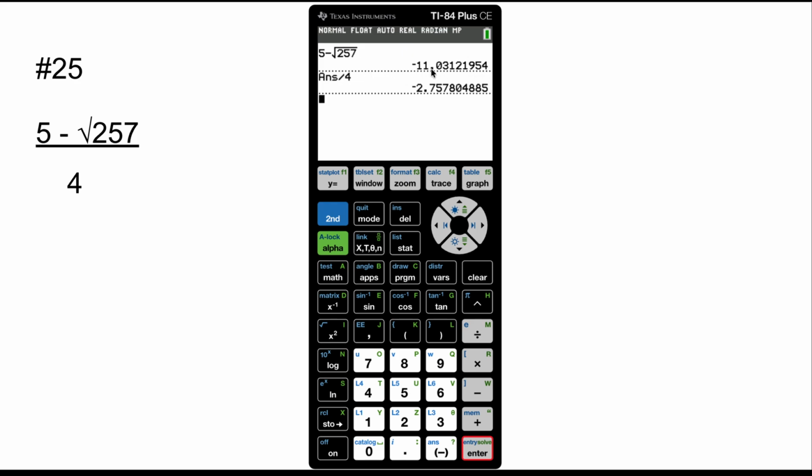And then the next button I hit was, what does it say right here to do? This line means divide. So I hit divide. And when I hit divide, it knows to pull this answer from the top line and divide it. And I wrote 4, enter. And this is our answer.